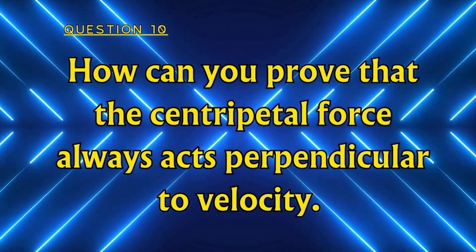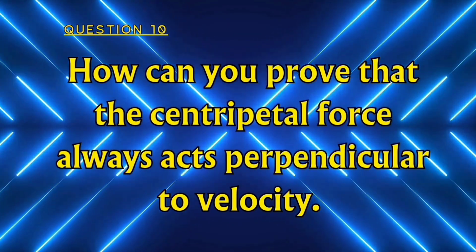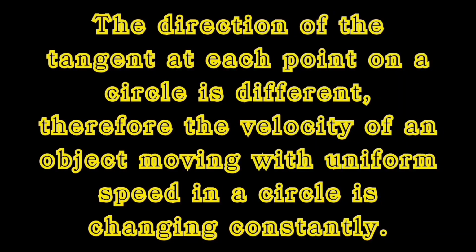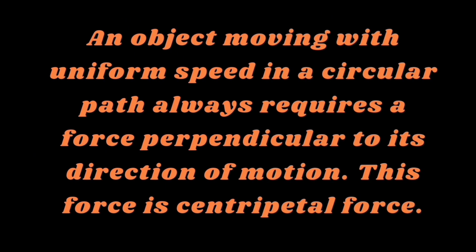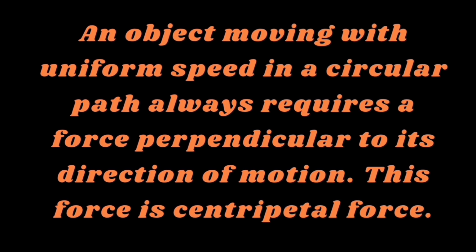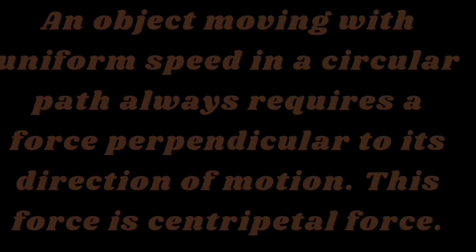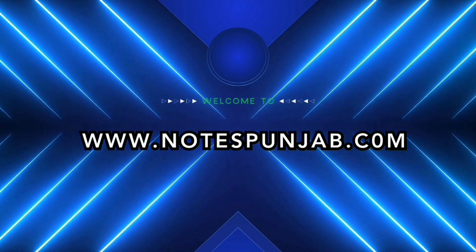Question number 10. How can you prove that the centripetal force always acts perpendicular to the velocity? The direction of tangent at each point on a circle is different, therefore the velocity of an object moving with uniform speed in a circle is changing constantly. An object moving with uniform speed in a circular path always requires a force perpendicular to its direction of motion. This force is called the centripetal force.